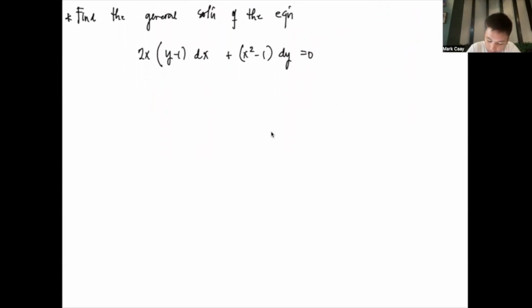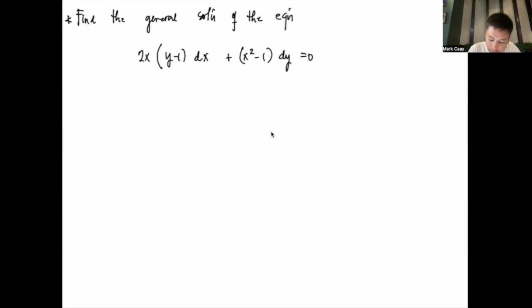Okay, so let's consider this example here. Find the general solution of the equation, and your equation is given by this: 2x times (y minus 1) dx plus (x squared minus 1) dy equals 0. I will just present to you the draft of the solution for this. The solution is not written formally, so it is up to you to formalize it. So I'll just make a draft for this. Remember that I can rewrite this differential equation in this form.